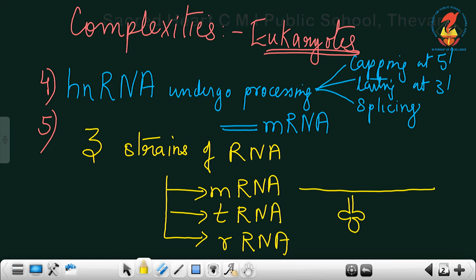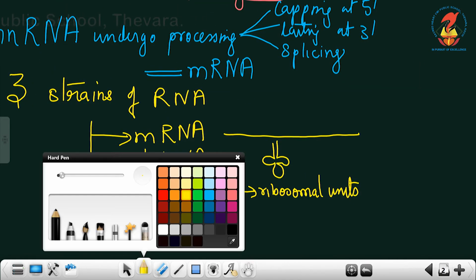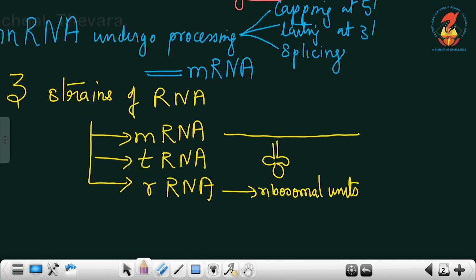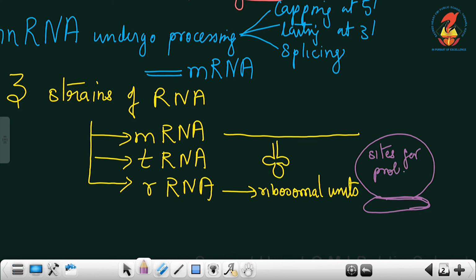But this rRNA is very important for the synthesis of the ribosomal units. We saw the 2 ribosomal units, large and small. These 2 ribosomal units are formed by the rRNA. This is a small ribosomal unit and the large ribosomal unit. These are synthesized by the rRNA, and the importance of these ribosomal units is that they form the sites for protein synthesis, just the site for protein synthesis.